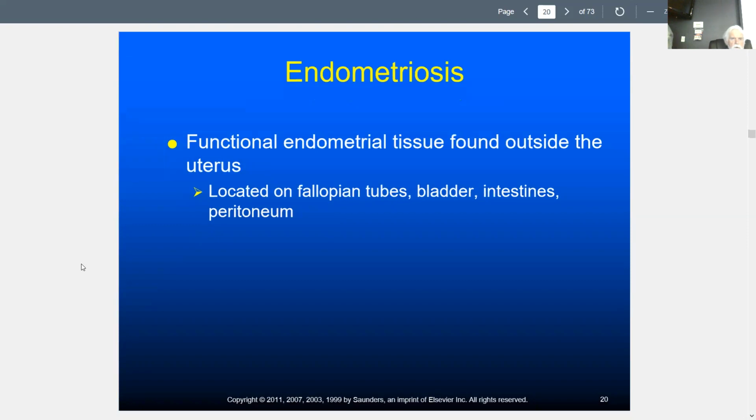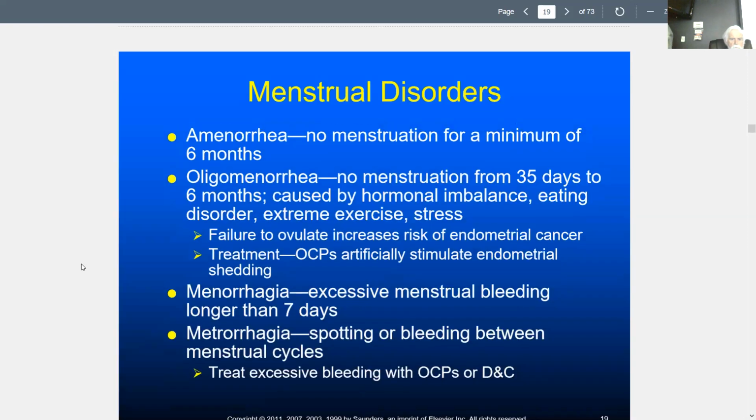Endometriosis. Can you go back up for just a second? You betcha. It says treat or DNC. DNC is what they did for miscarriage. Or it's actually taking out some excess tissue that's causing the bleeding. DNC is dilation and curettage, which is basically scraping things out.